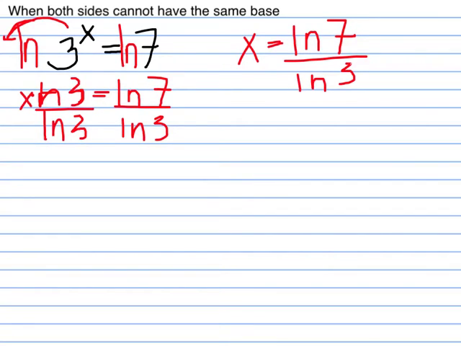Now there would have been less problems if you took log base 3 of both sides, because log base 3 of 3 cancels. The only problem with that is that then you can't put it into the calculator as easily as this, and it's really not much more effort. So that's why I use the natural log on both sides.